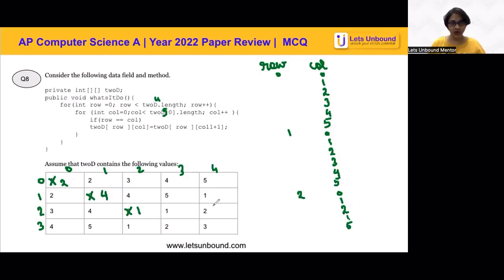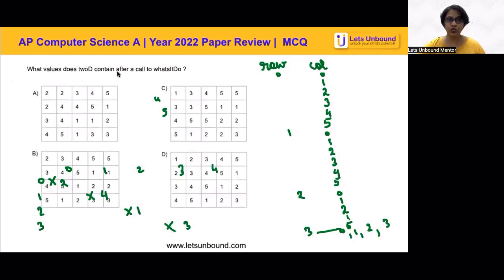We go to the outer for loop, increment the value of row to 3. Okay. This time col is 0. If condition becomes false, col becomes 1. If condition becomes false, col becomes 2. If condition becomes false, col becomes 3. If condition is satisfied, and we will finally replace this with 3. All right. So what is the question ahead? What values does 2D contain after a call to whatItDo?